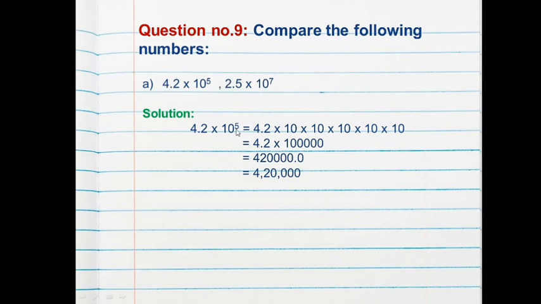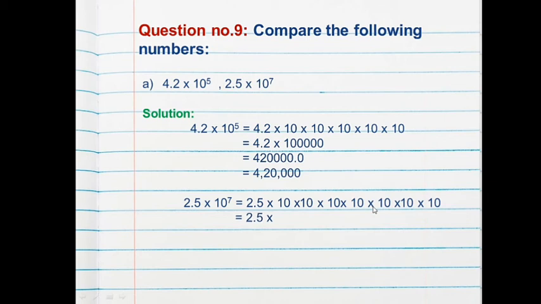Now we are going to simplify the second expression, that is 2.5 into 10 raised to the power 7, which is equal to 2.5 into 10 into 10 into 10 into 10 into 10 into 10. So here for 2.5 an exponent is not given, so we will write 2.5 as it is, and into 10 raised to the power 7 is given. It means we will multiply this 10 by itself 7 times. So that's why I have written this 10 in the form of multiplication 7 times. Now we are going to simplify it.